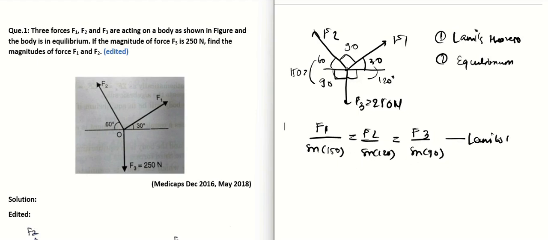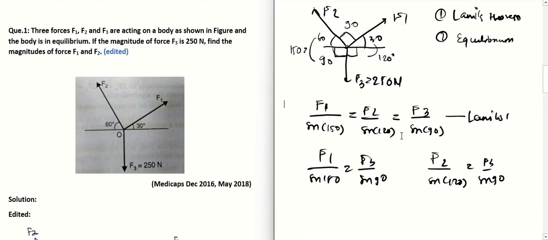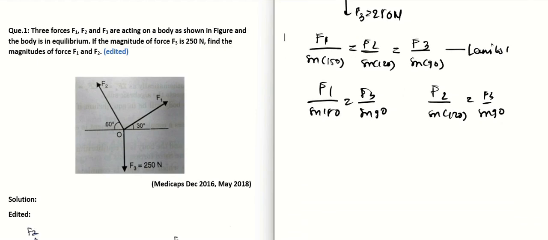As you can see, we can solve this question pretty simply, because the F3 value is given as 250, and we just take out any two equations from this. One equation is F1 by sine 150 equals F3 by sine 90, and the second equation is F2 by sine 120 equals F3 by sine 90. So this is the second equation which you can take from the above relation.